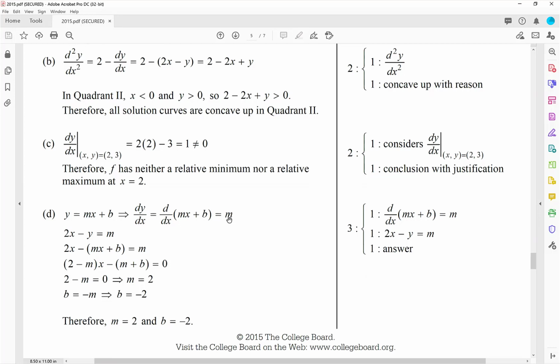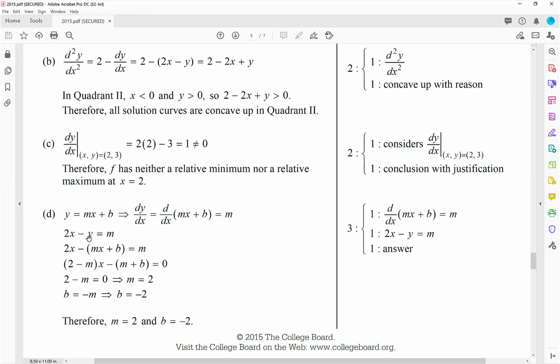So yes, that's a true statement. The slope is m, and then they said dy/dx equals m. Okay, that makes sense, because that's what dy/dx is. This is where the little pointing hand is, where the 2x minus y is dy/dx, and they're setting it equal to that slope. Yeah, okay, that makes sense.